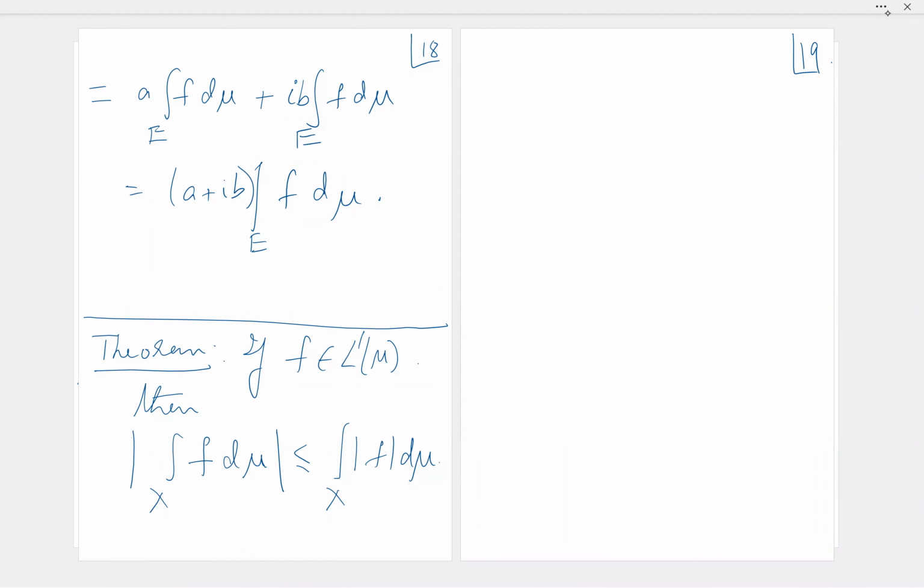that the modulus of the Lebesgue integral of a Lebesgue integrable function is less than or equal to the integral of the modulus of the function. Okay, so let me start it like this. So where is z? What kind of a number is it? Is it a complex number? Could it be infinity?